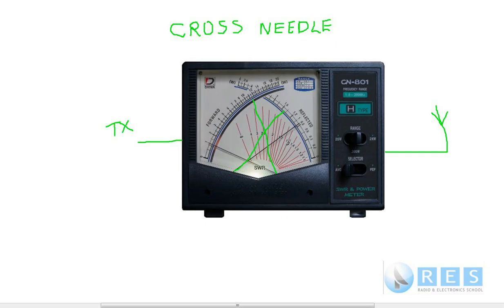No adjustments, just plug it in, set your power range, decide whether you're going to measure average or peak power. If you're measuring power, set your power range, no adjustments, transmit, it measures your forward power, it measures your reflected power. Where the needles cross, there is your SWR. What a lovely SWR meter a cross needle SWR meter is. Just remember that for the foundation, 1.5 to 1 SWR or less is an acceptable or good SWR.